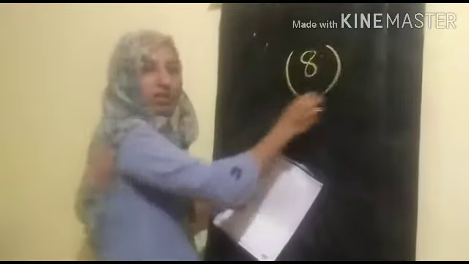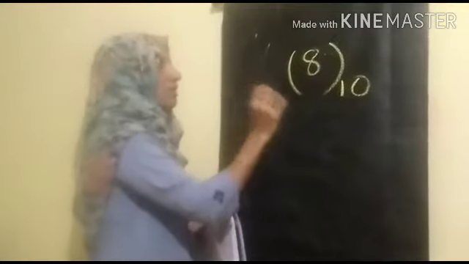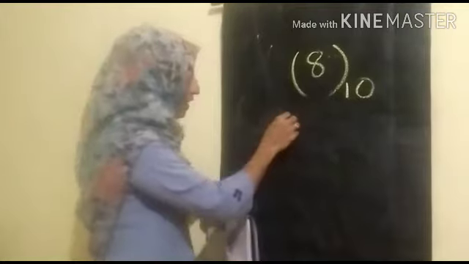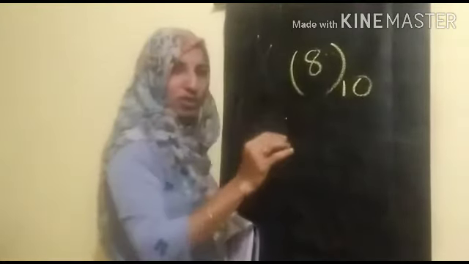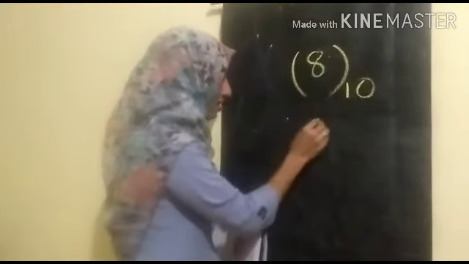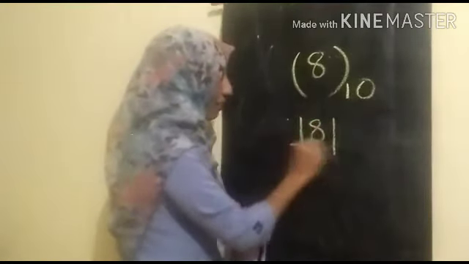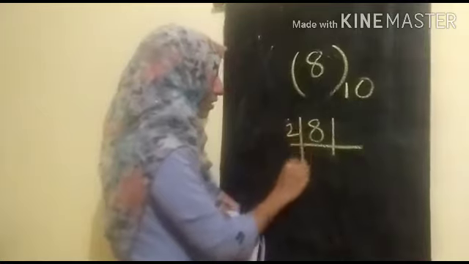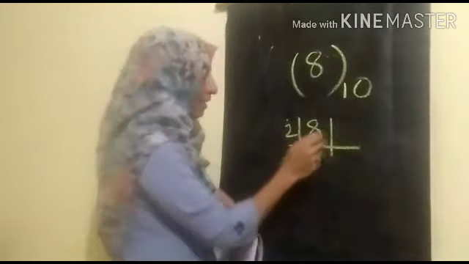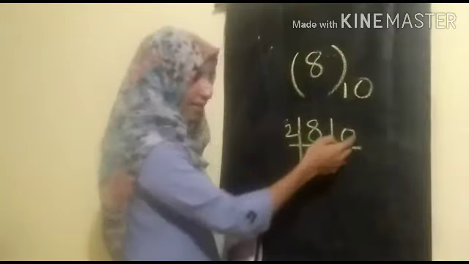This is a decimal form, 8 base 10. We want to change this into binary form. First you divide by 2. We are dividing by 2 because the base of the binary number system is 2. 8 divided by 2 is 4. The remainder is 0.